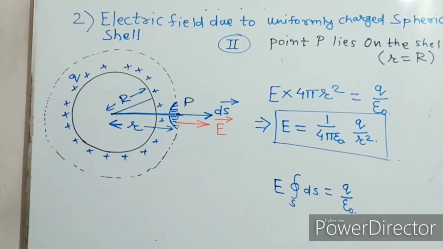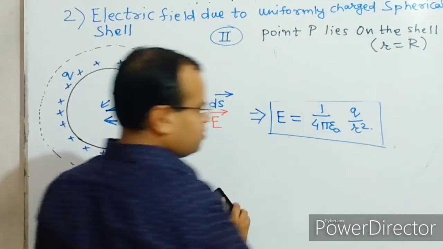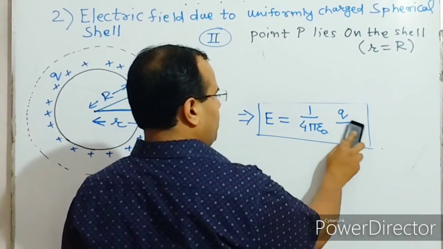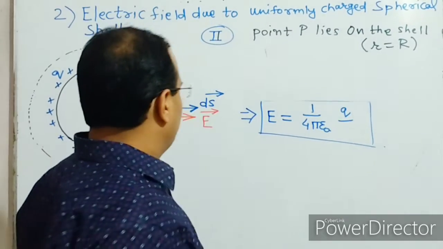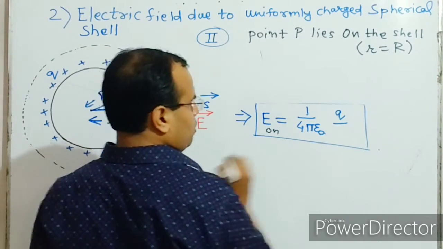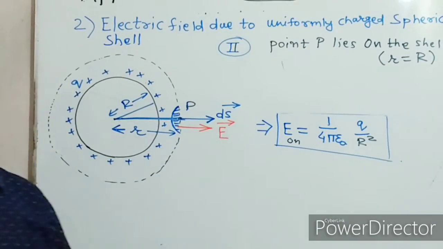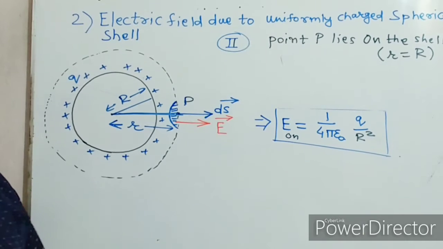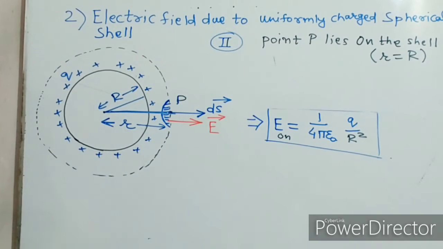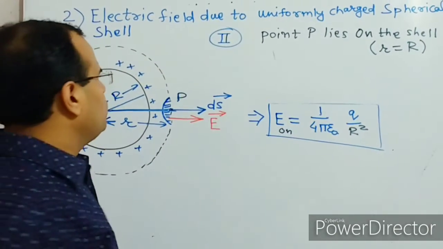would be same. Only difference would be there is that in this final expression, in place of small r we will be writing capital R. So when it is lying on the surface, you can write it as E equals 1 upon 4 pi epsilon naught q upon R square. This is what the second case is. Now let us discuss the third case. Now what is the third case?